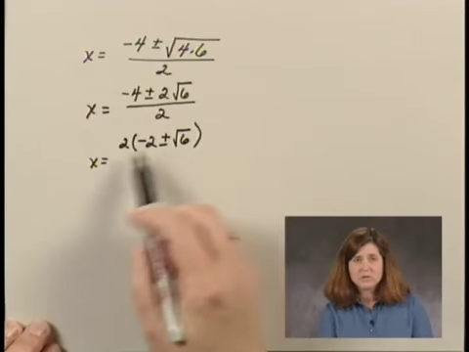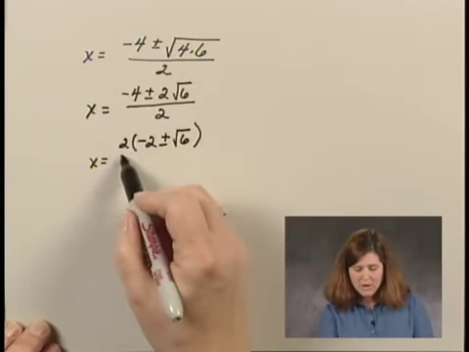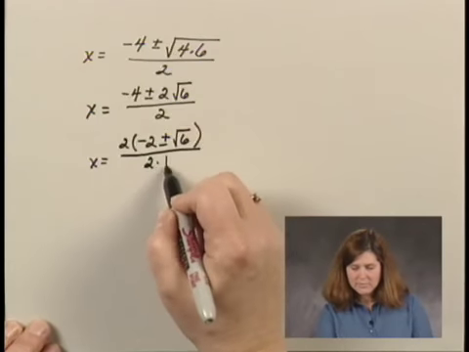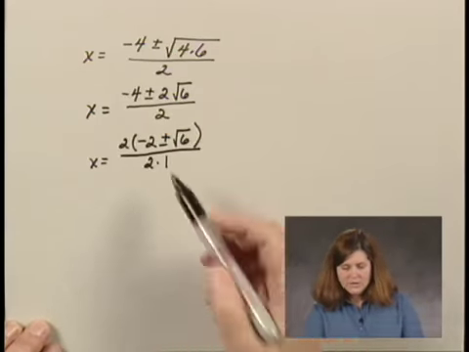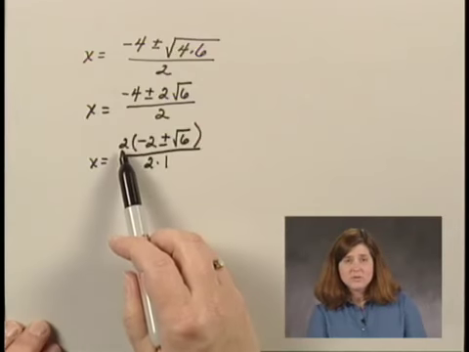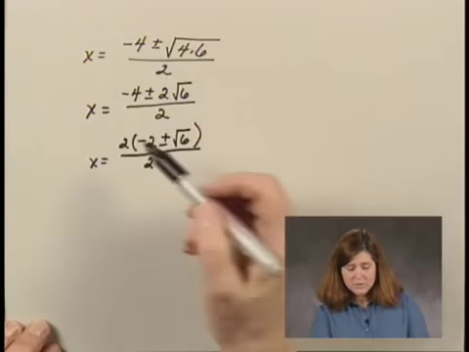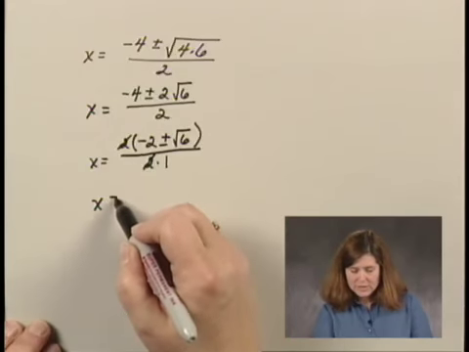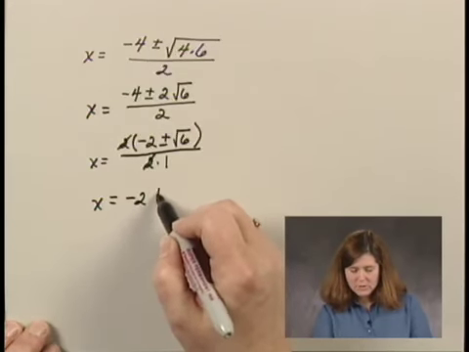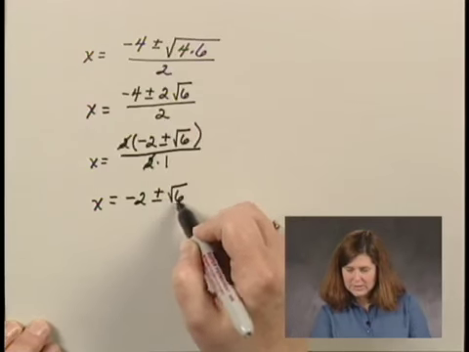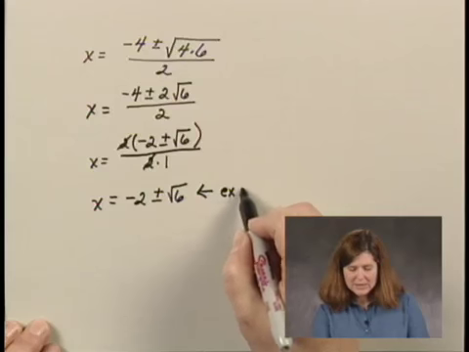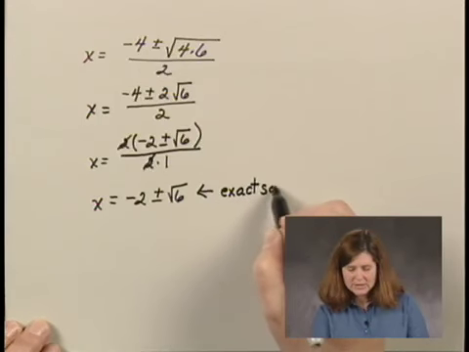You can check that factoring is correct by multiplying. And in the denominator, the 2 I can think of as 2 times 1. When I do this, I now have a factor of 2 in the numerator, a factor of 2 in the denominator. I can cancel. And I have the solutions x equals negative 2 plus or minus the square root of 6. These are the exact solutions that were requested.